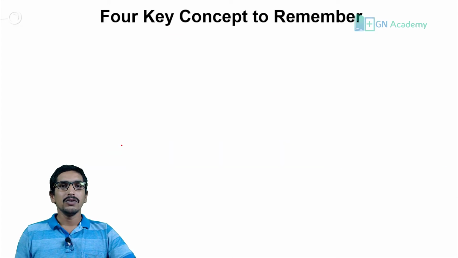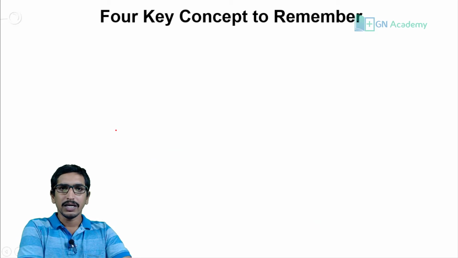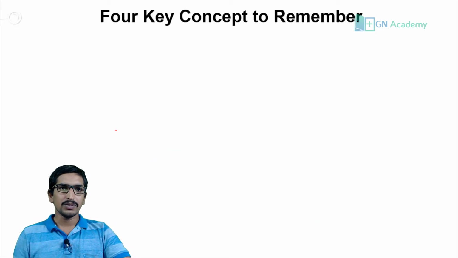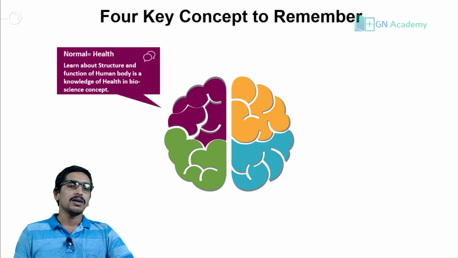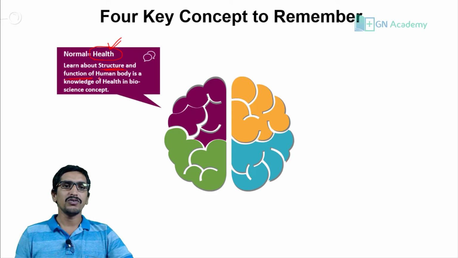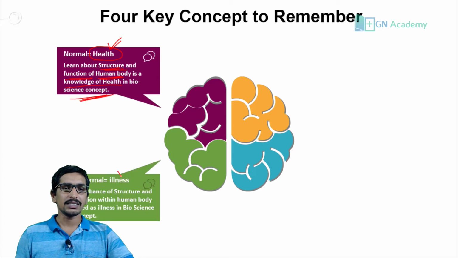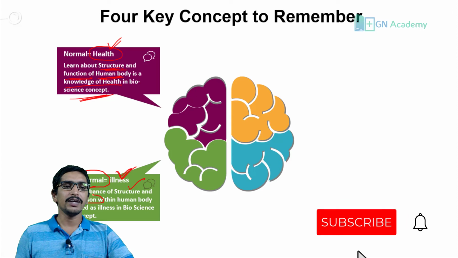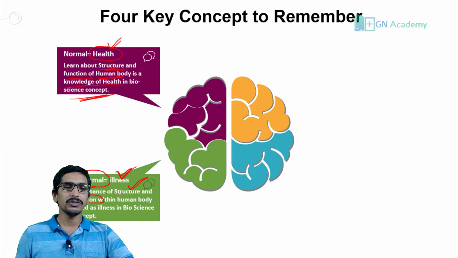And coming to the four key concepts to remember in the science profession. The first key concept is: what is health? Health is nothing but a normal state of the body. In health, we should cover the structure and the functioning of human bodies. Coming to the next, illness. Illness indicates abnormality of human body structure and function. If there is any disturbance in human structure and function, it indicates illness.